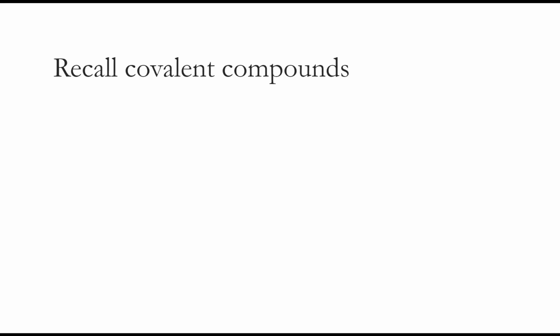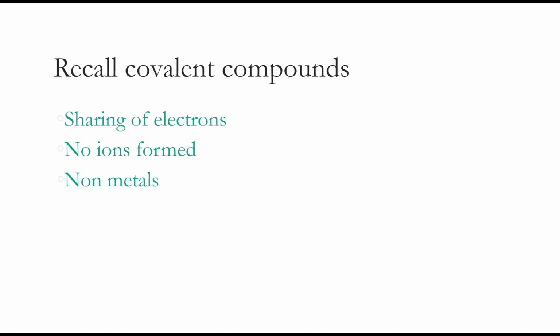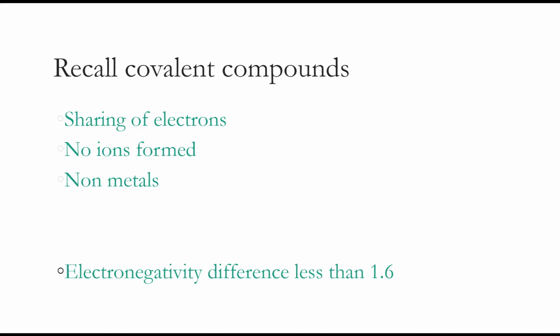Now, covalent compounds, again, you should have just done this Edpuzzle to remind you about what that is. A covalent compound is when you have electrons not being transferred or moved, but just being shared between the atoms. No ions are formed, therefore, because no negative electrons are being moved, and it's always going to be between nonmetals. The electronegativity difference is less than 1.6. When we studied this previously, that was kind of just the cutoff we were looking for. Bigger than 1.7, it's ionic. Less than 1.6, it's covalent.